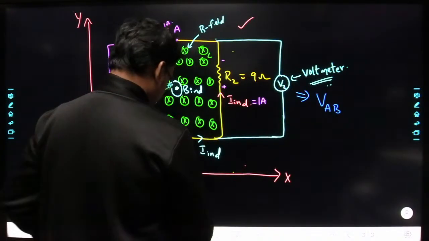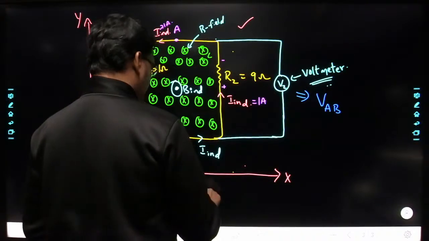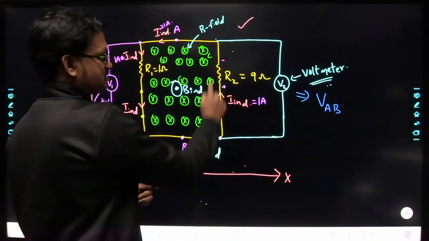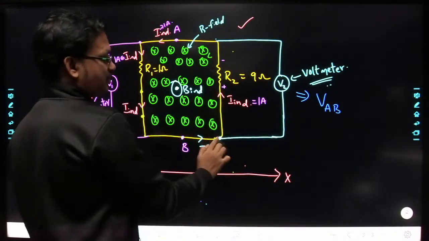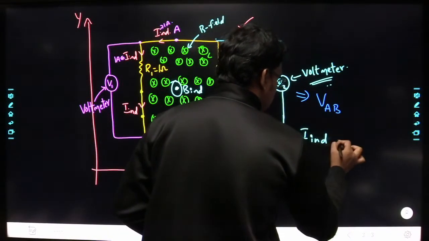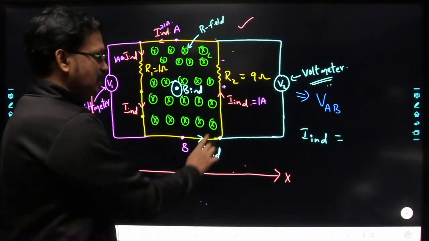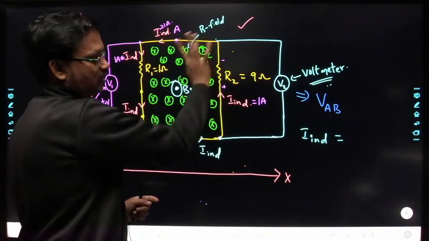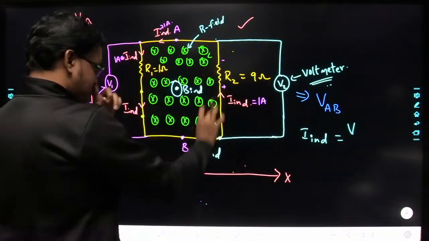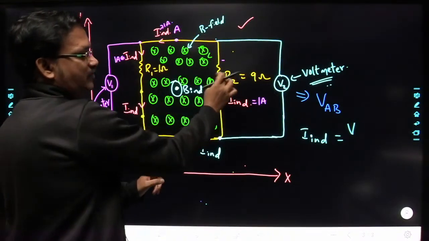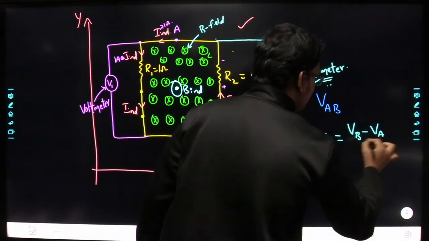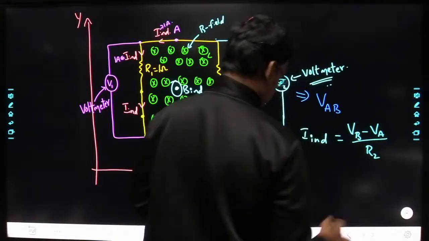See here, the current is flowing from here to here, in the upward direction. So this induced current, we know that current always flows from higher potential to lower potential. So I can write I induced as V_B minus V_A divided by R2. Understood?